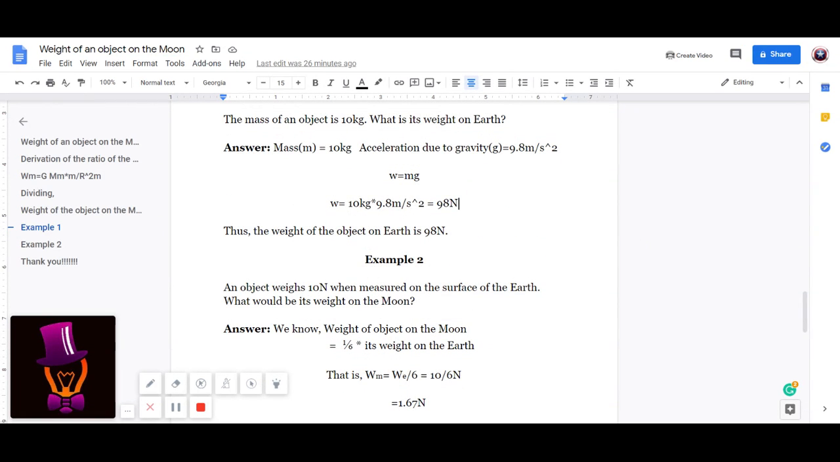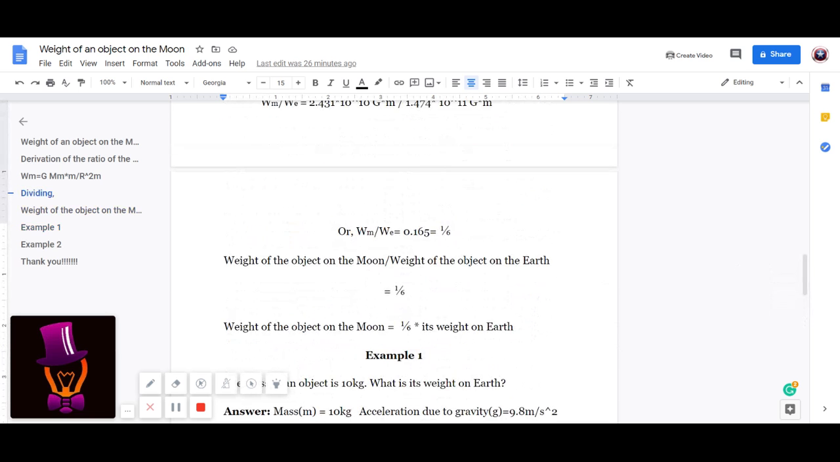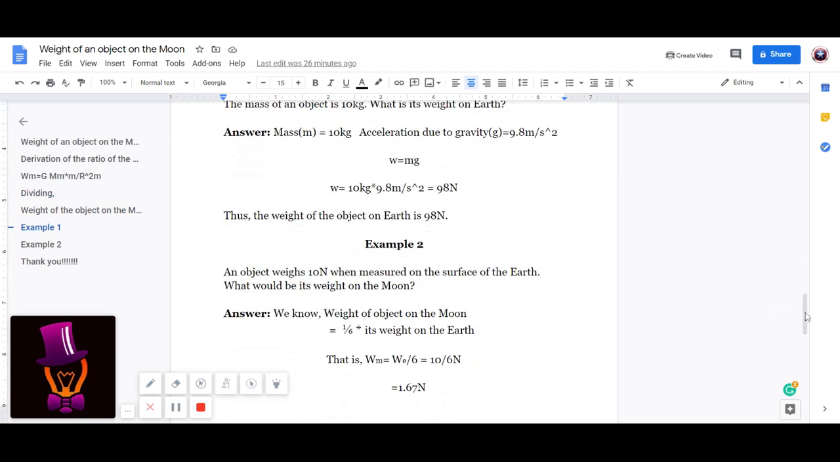Example 2. An object weighs 10 Newton when measured on the surface of the earth. What would be its weight on the moon? We clearly know that the weight of the object on the moon is 1/6 of its weight on the earth. We just saw it while deriving the weight of an object on the moon compared to the earth. So therefore, it's 1/6 of the weight on the earth.